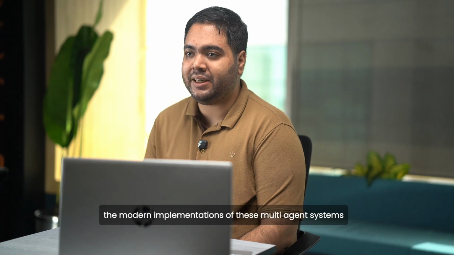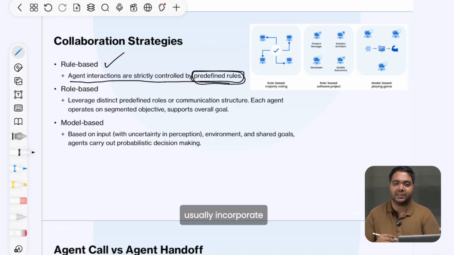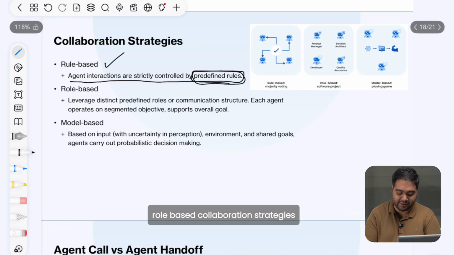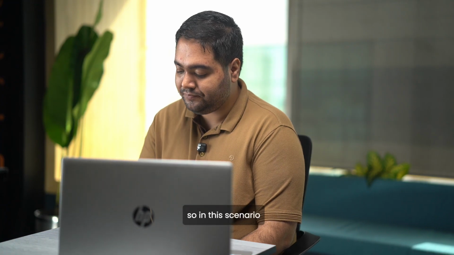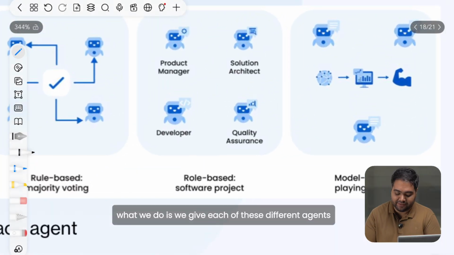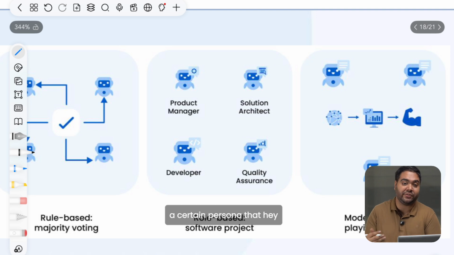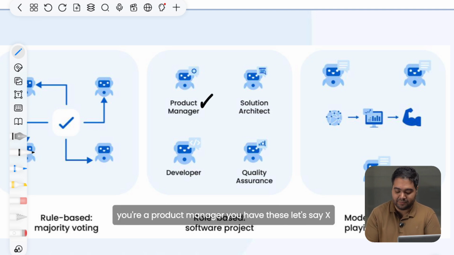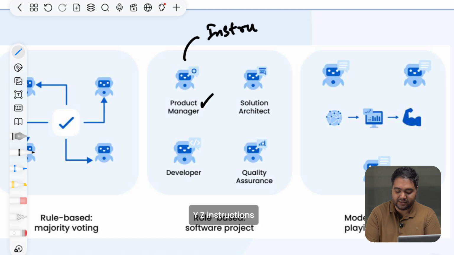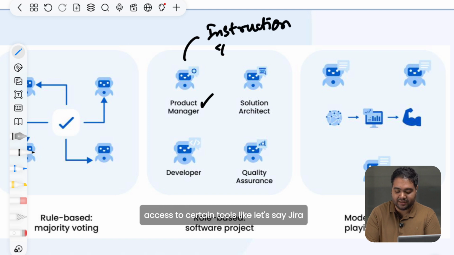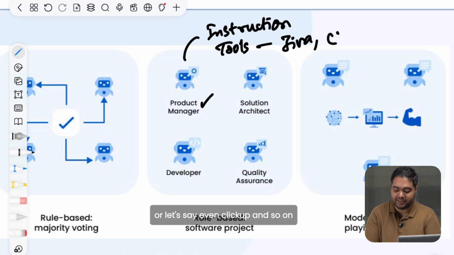The modern implementations of these multi-agent systems usually incorporate role-based collaboration strategies. So in this scenario, what we do is we give each of these different agents a certain persona, that, hey, you're a product manager, you have these, let's say, XYZ instructions, you have access to certain tools like Jira, or even ClickUp, and so on.